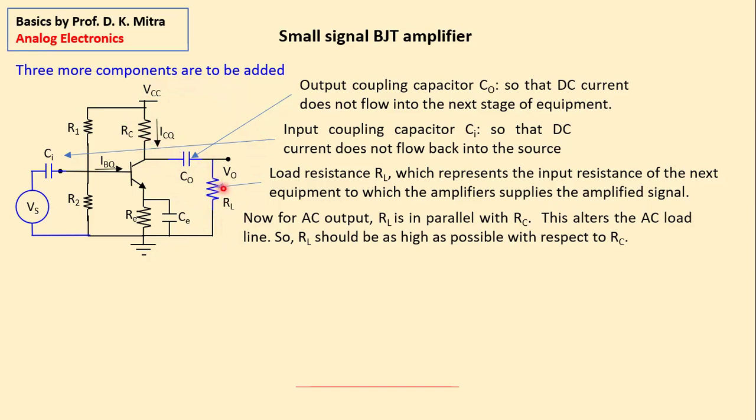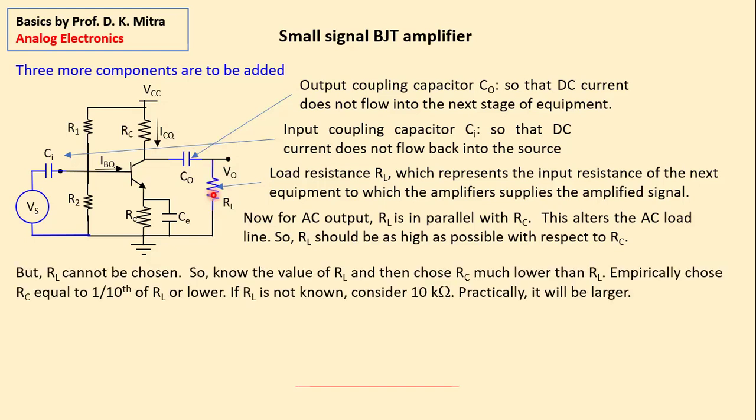Since they're in parallel, what happens? You have designed your bias point, etc., considering RC. But now if there is an RL in parallel with RC, obviously that bias point will be affected. So what you need is RL should be as high as possible with respect to RC, so that even when they are in parallel, it does not much alter the parallel combination value of RC and RL. Now, but RL cannot be chosen. It is somebody else's equipment.